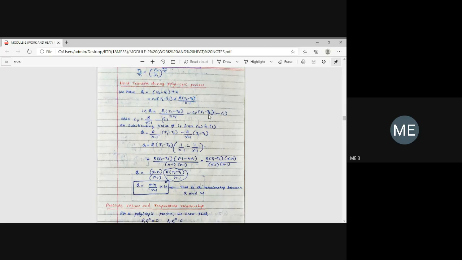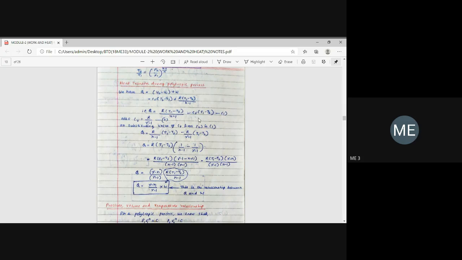Now Cv is R divided by gamma minus 1. Hope you understood how you got Cv as R divided by gamma minus 1. Already I explained. And Cp is gamma into R divided by gamma minus 1. Two equations you should remember. Now substitute the value of Cv as R divided by gamma minus 1 from equation number 2 in equation number 1. We are having Cv here, so we have to substitute the value of Cv from equation number 2 in equation number 1.